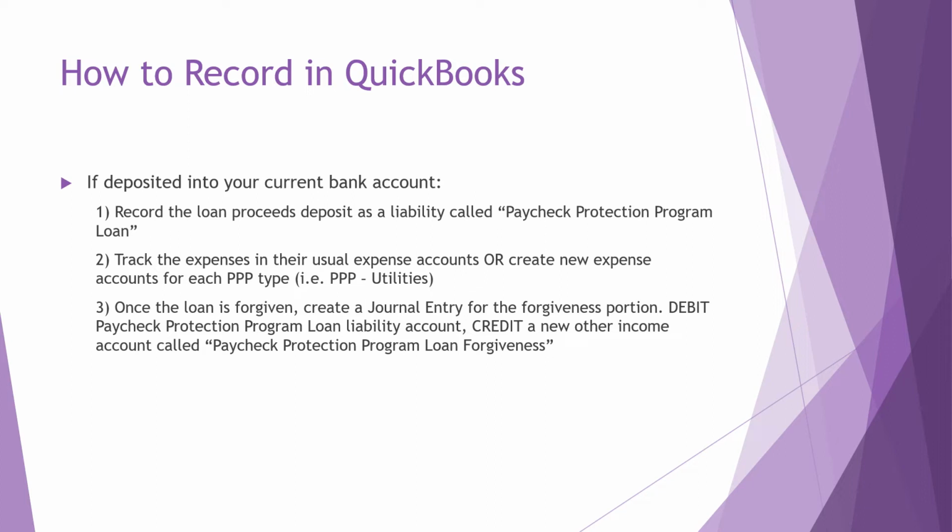Now, once the loan is forgiven, so we're quite a ways away from that, but once that did happen, you would want to create a journal entry for the forgiveness portion. So you would debit that Paycheck Protection Program loan liability account for whatever the amount was forgiven, and then you would credit a new other income account that you will create, and you could call it Paycheck Protection Program Loan Forgiveness. That should, if you had the loan fully forgiven, reduce that liability account down to 0. And if it was not fully forgiven, then the liability account should equal the part of the loan that is still outstanding, that was not forgiven.